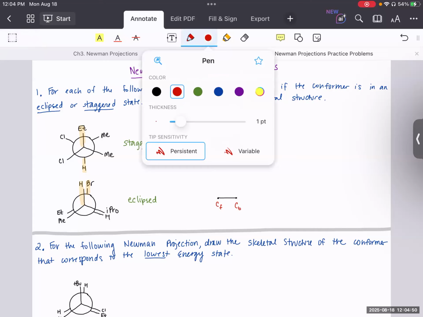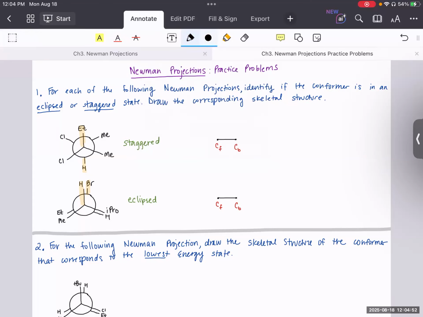And then from here, we want to draw in first the in-plane groups. Since we're in the staggered state, our groups are going to be on the opposite side of that middle carbon bond. The ethyl group on the left carbon is going to be pointed up, so we can draw in an ethyl group right here. And this hydrogen is going to be in plane, pointed down. Here we can see that these are on opposite sides of that carbon bond, indicating that it's in the staggered state.